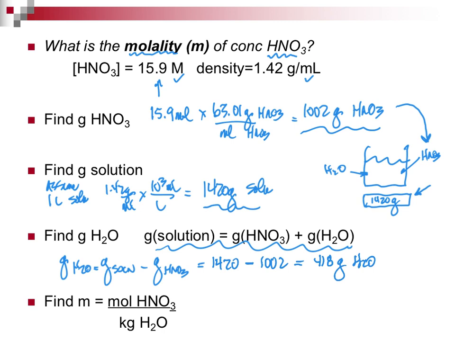Again, I put everything down because I know if I just put the numbers down, everybody gets lost. So realize it is actually a 4-step process. And what is the 4th step? Well, I take my moles of HNO3, which were 15.9 moles. I take my water and I turn it into kilograms of water, and I come up with a molality of 38.0 molal HNO3. All of these are fair game for an exam.